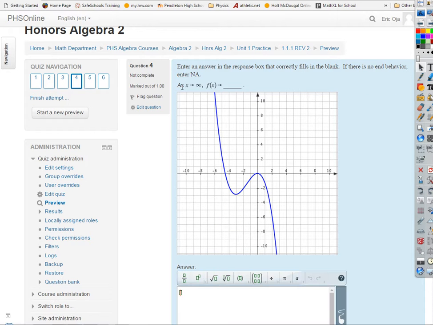Okay, as x approaches positive infinity, in this case, meaning as we walk to the right forever along the function, we can see that the function goes down. So this function also, as we move to the right, approaches a y value of negative infinity.